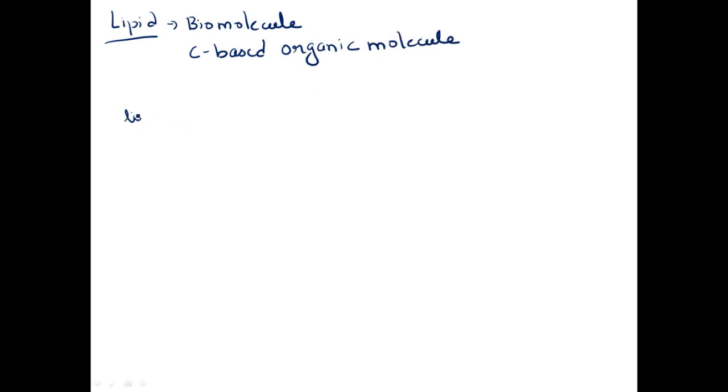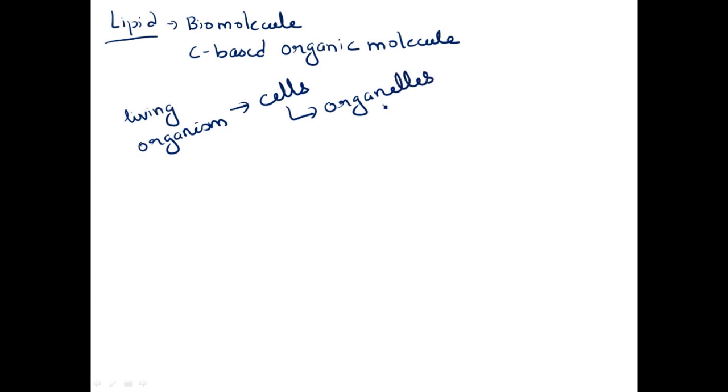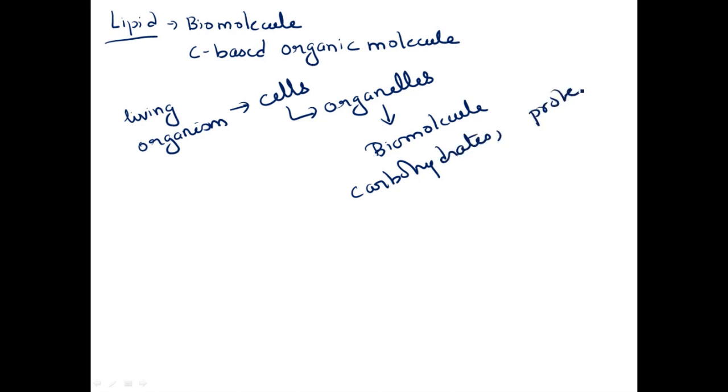When we say living organisms are made up of cells, cells are the structural and functional unit of living organisms. This cell contains various organelles like mitochondria, chloroplast, nucleus and so on. These organelles are basically made up of biomolecules. We have carbohydrates, proteins, nucleic acids like DNA and RNA, all these are biomolecules. Lipid is also a type of biomolecule.